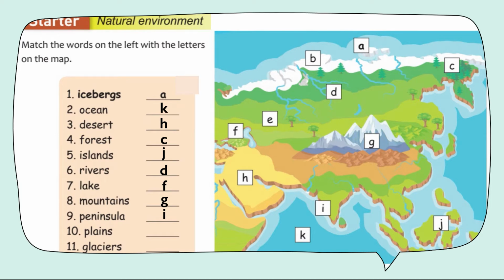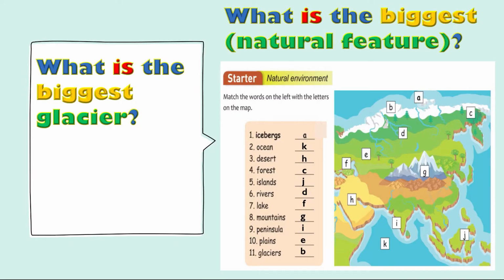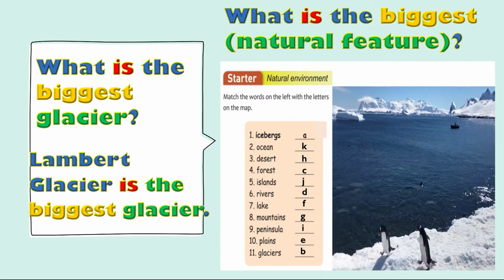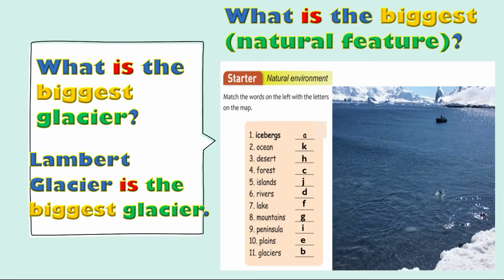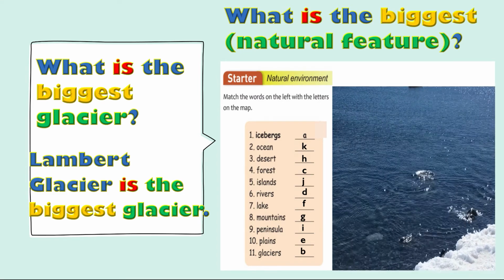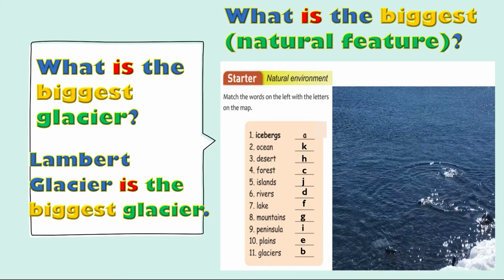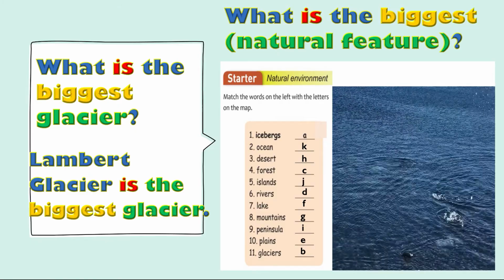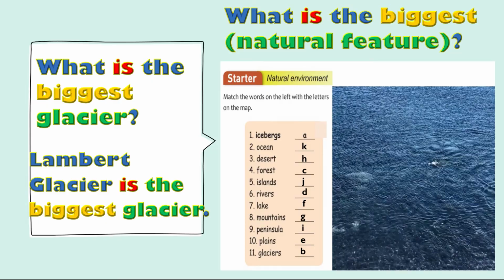And lastly, we have, we did plains. Glaciers. Should be B. B, yes. So what is the biggest glacier? I had to again look this up on Google. I don't carry this information in my brain. I have no idea. The Lambert Glacier is the biggest glacier in Antarctica. Antarctica? Yeah, so penguins. Makes sense. Lambert Glacier is the biggest glacier in Antarctica, where my friend Pengsu come from.